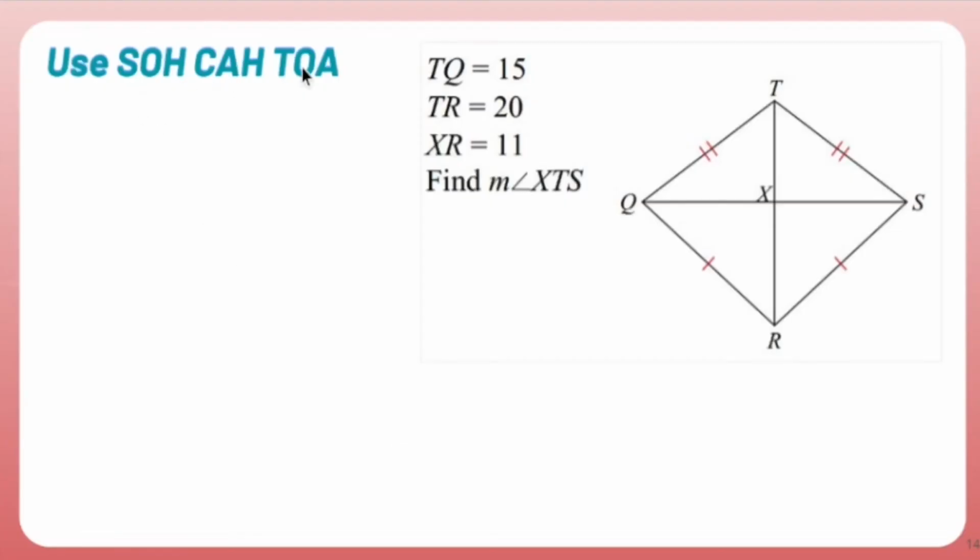Use SOH CAH TOA, so sine, cosine, or tangent. All right, oh my gosh. TQ is 15. There you are, which means UR is also 15. I don't know if that's going to matter, but I'm just doing it. TR, this whole thing is 20. I'm not going to write that out yet. XR is 11. Find the measure of angle XTS.